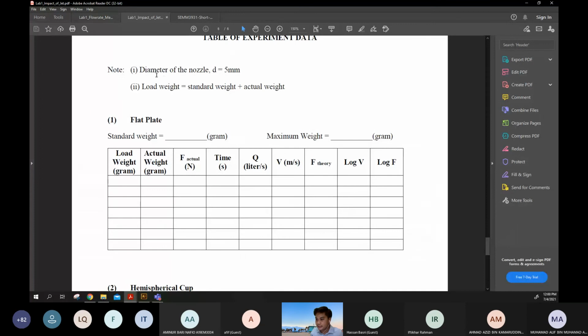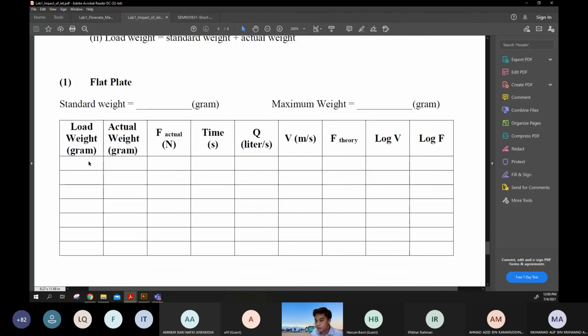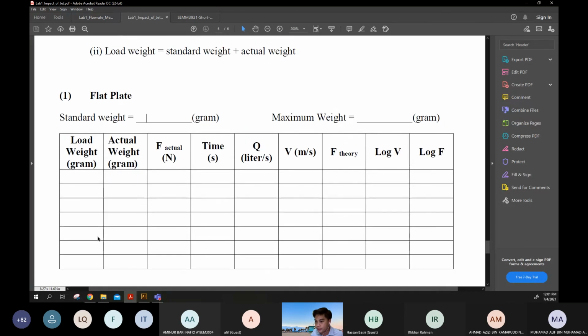So for this case, this is the standard. The nozzle diameter 5 mm converted into SI unit, and the load weight, which is the standard weight plus the actual weight. For this part, we're going to give you the standard weight, the value. So for this part, the load weight, we give you this value, right?